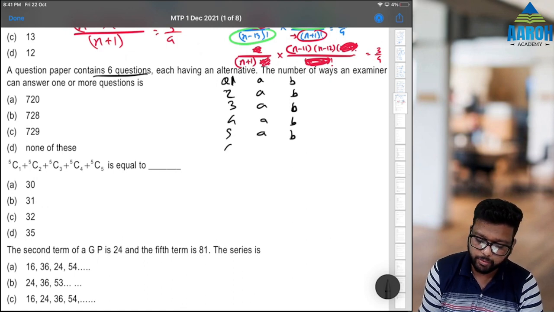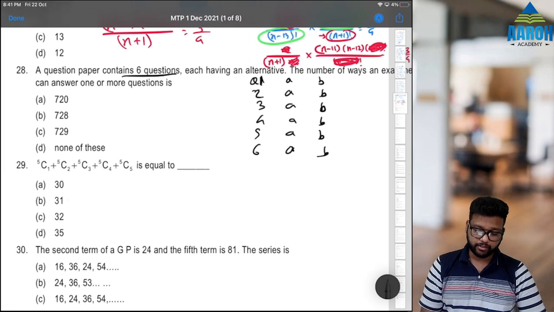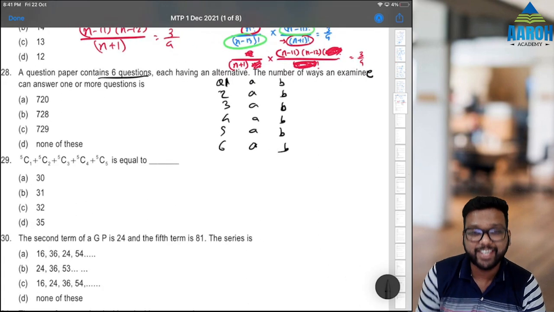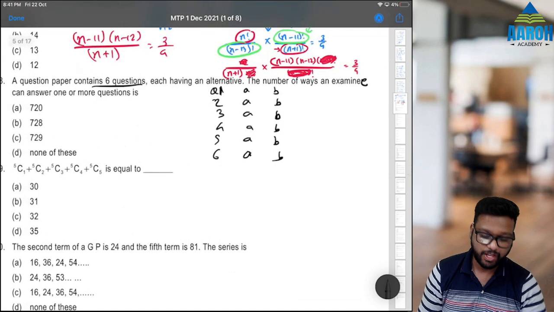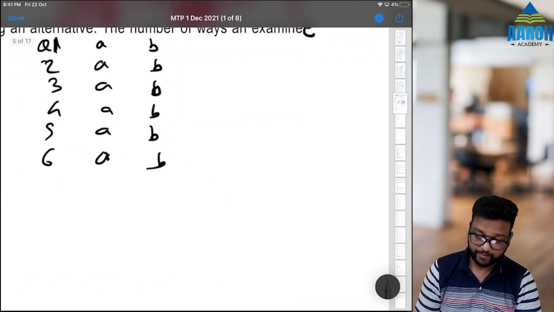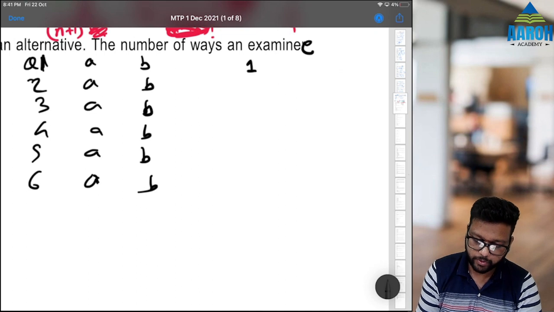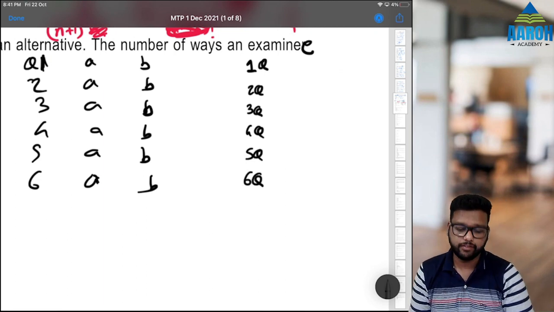Always visualize permutation combination questions. Number of ways an examinee can answer one or more questions is, why will an examinee solve the paper, right? So, okay. One or more questions. That means he can solve one question, or he can solve 2 questions, or 3 questions, or 4, or 5, or 6. He cannot solve 0 questions, right?